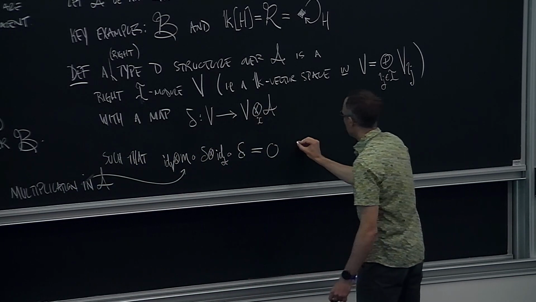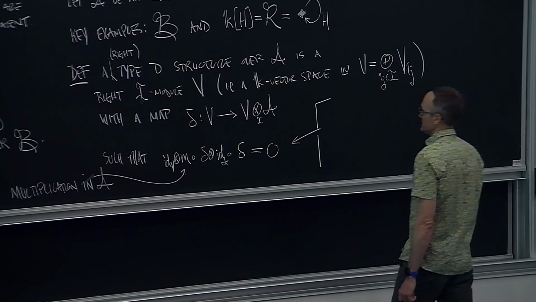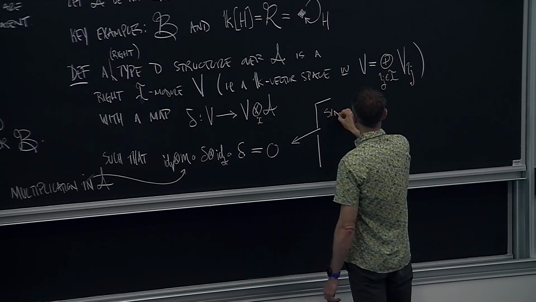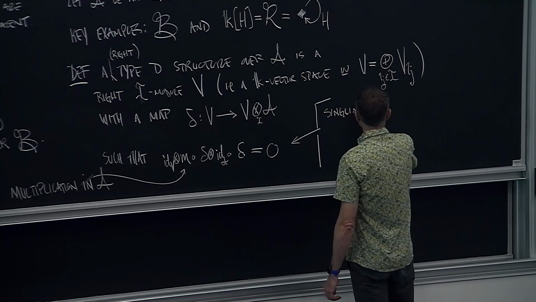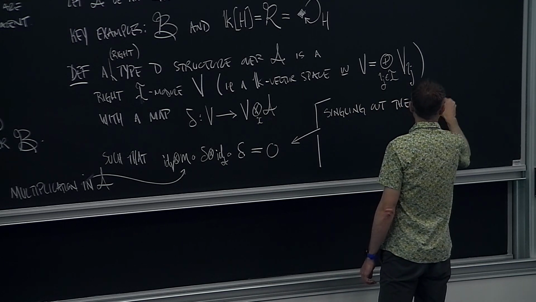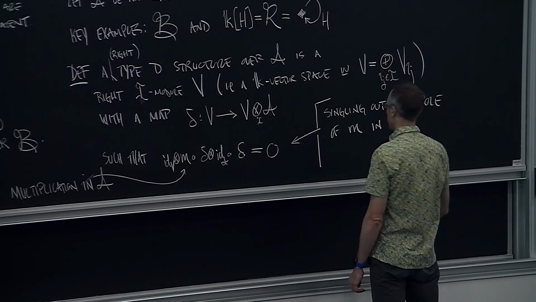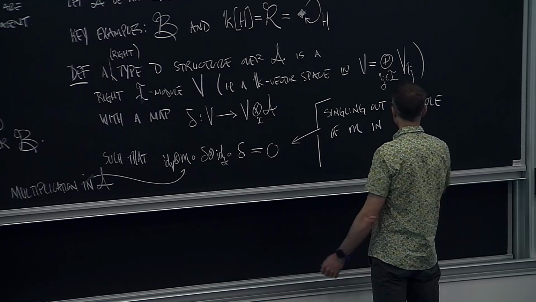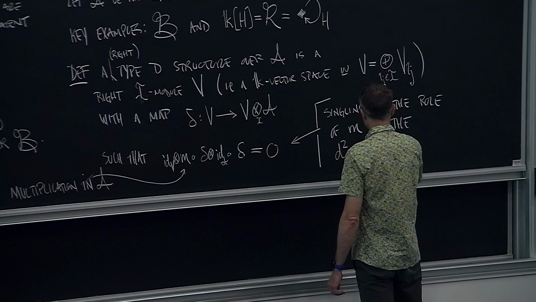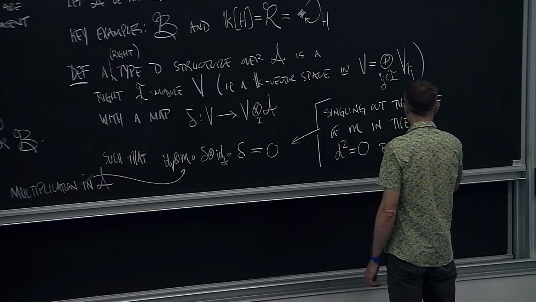Okay, so I think the main thing to take away from this is here I'm just splitting, I'm singling out the role of multiplication M in the fact that I need the d squared equal to 0 relation for a complex.